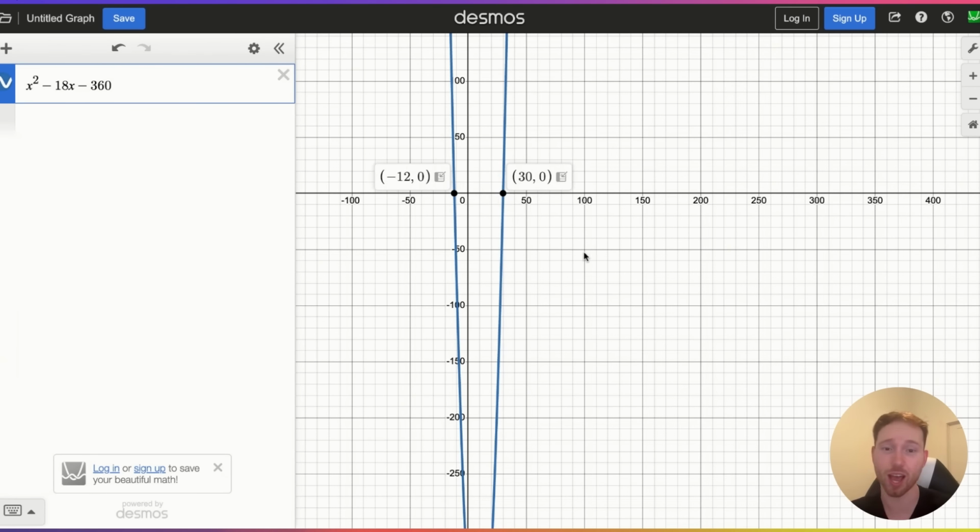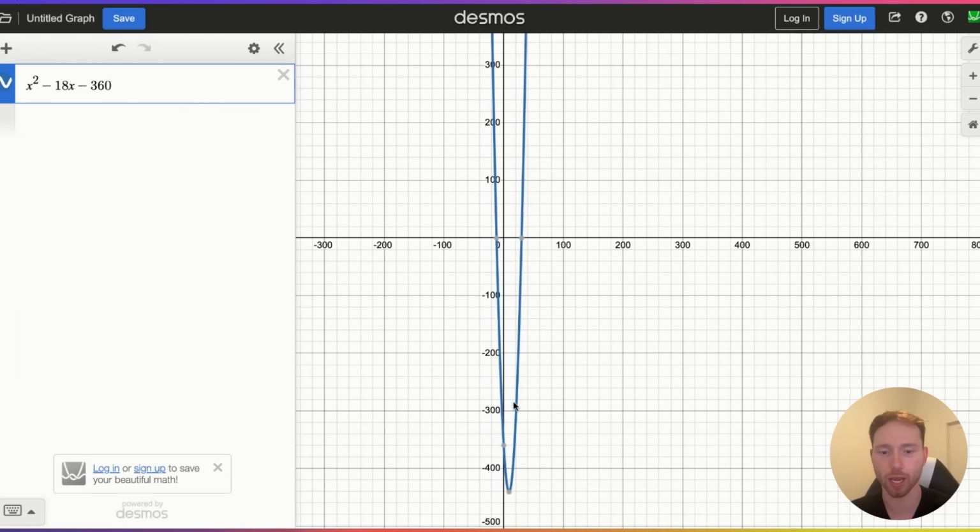But in addition to that, if it were asking us the y-intercept, I would see the y-intercept here, and if it asked us the minimum or the maximum, depending on whether the parabola was facing upwards or downwards, I'd be able to find it incredibly quickly because it's down here at 9, -441. So once again, Desmos is fantastic for quadratics because it'll tell us the vertex, the x-intercepts, the y-intercepts incredibly fast, and how many solutions there are.